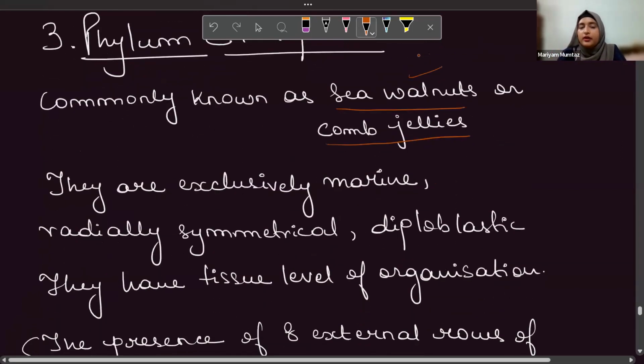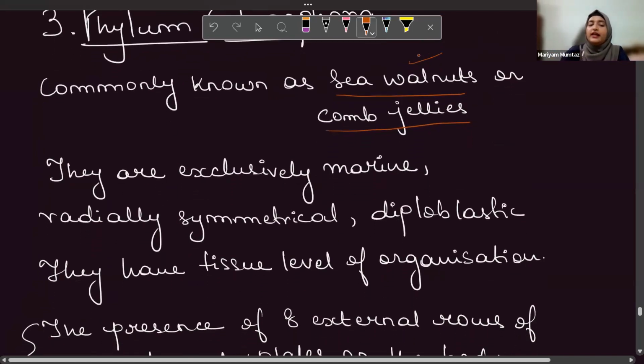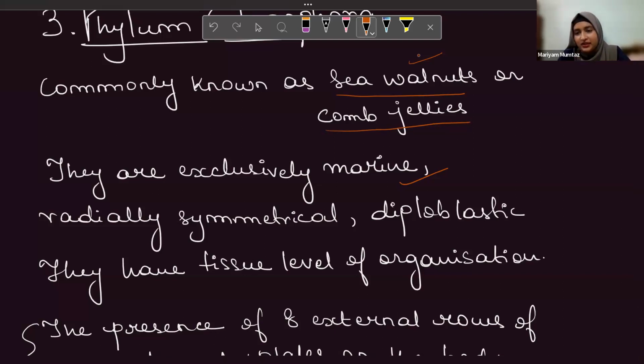So when we talk about the phylum Ctenophora, they are exclusively marine, meaning no freshwater form. Thanks to Allah, there is no exception here. Everybody is marine. The body symmetry is radially symmetrical. They are diploblastic. The meaning of diploblastic is?